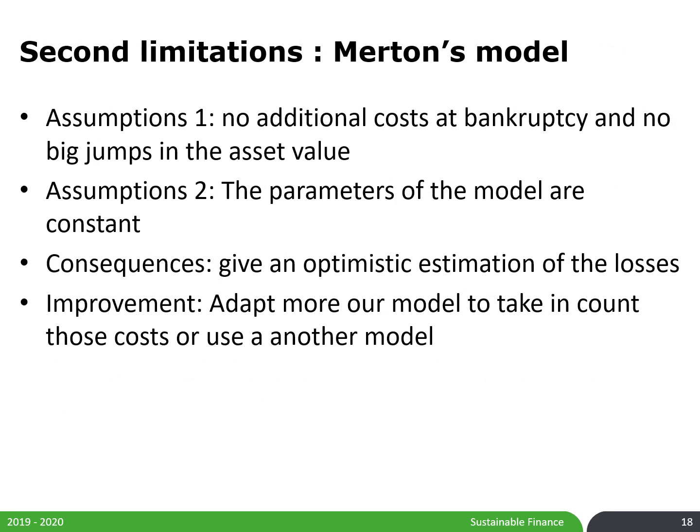The second limitation is the Merton model. The Merton model has two assumptions that are problematic for our analysis. The first one is that the model does not take into account the additional cost of bankruptcy and considers that there is no sudden jump for the asset value, which is false. The second assumption is that the parameters are constant. As with the first limit, this leads to an optimistic estimate of losses. One possible improvement would be to adapt the model to take those variables into account.